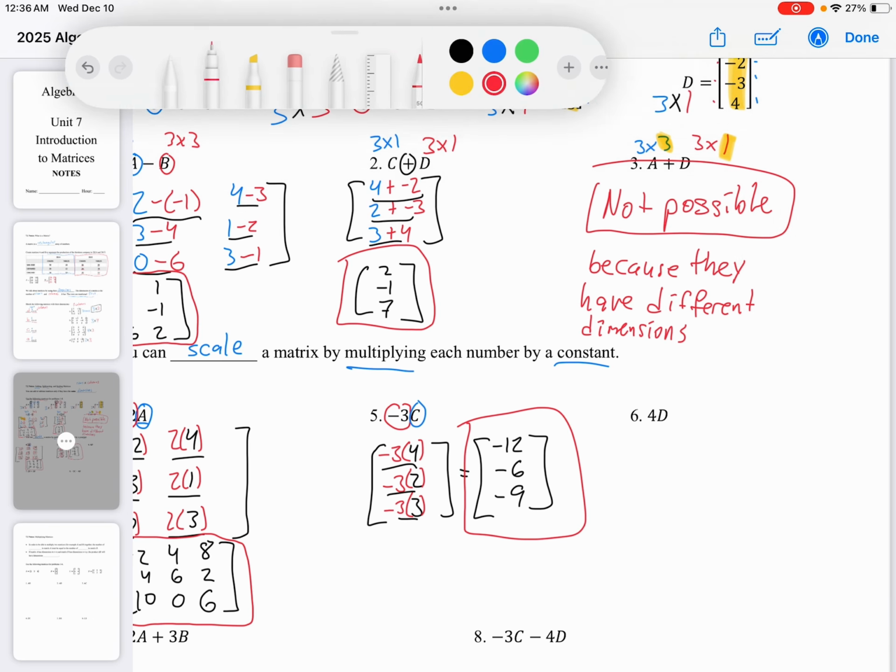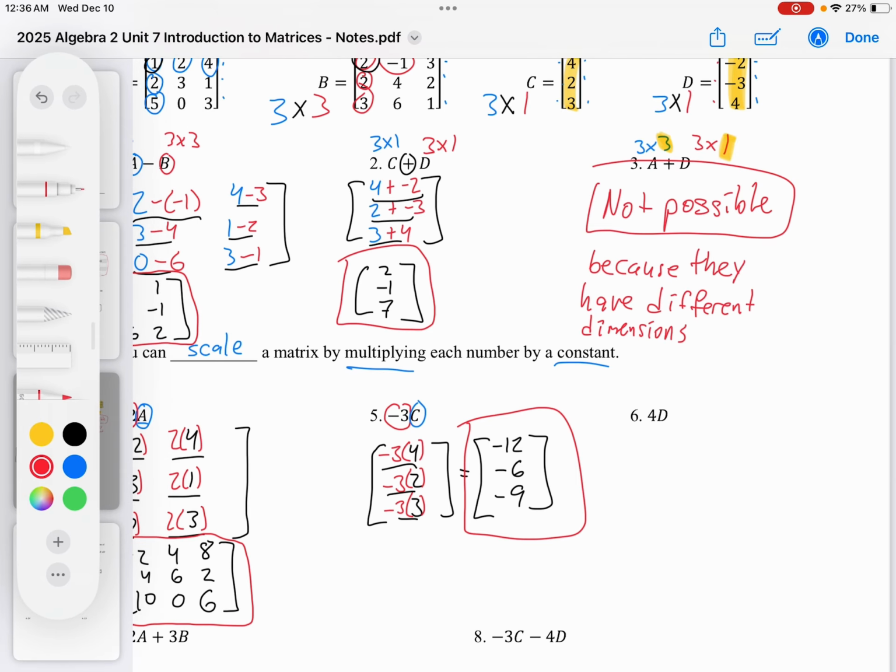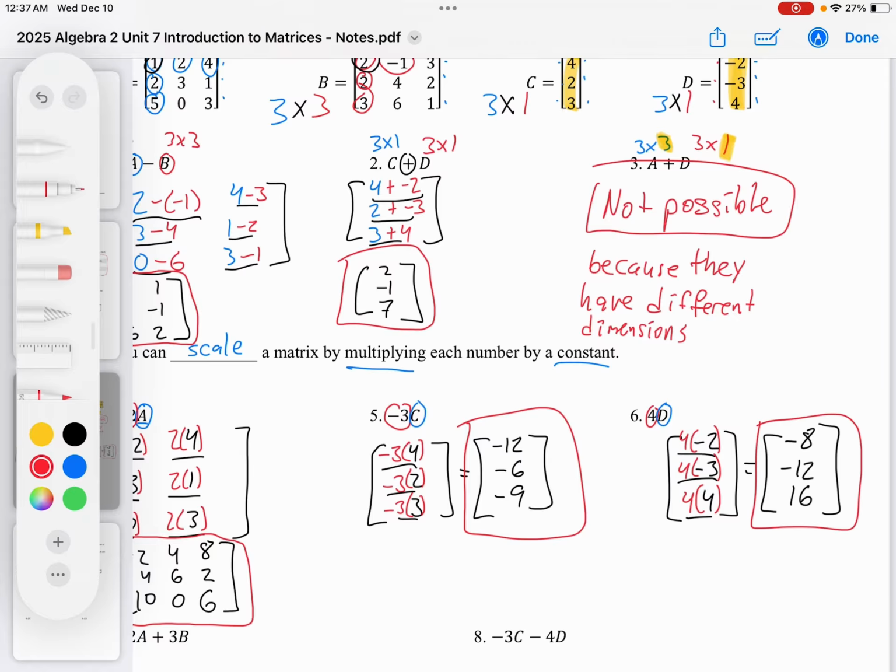Okay, the last one for the top part of this section. We have 4D, so we're scaling matrix D by 4. Let's start with our matrix D. That is negative 2, negative 3, 4. We're going to multiply each of these numbers by 4. That will give me 4 times negative 2 is negative 8, 4 times negative 3 is negative 12, and 4 times 4 is 16. So this is the matrix we get when we scale matrix D by 4.